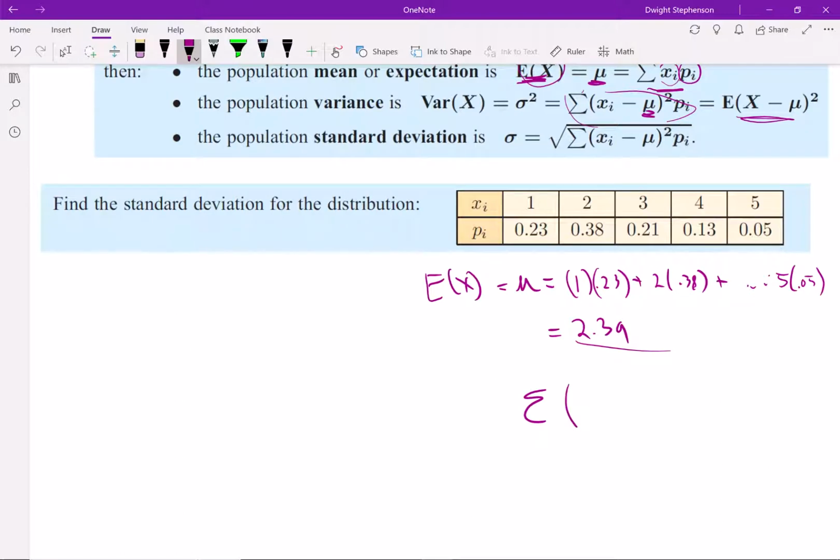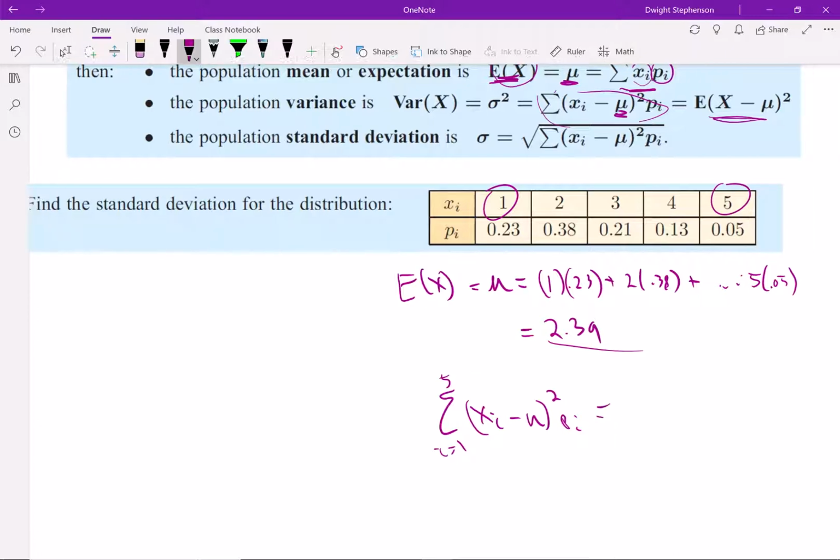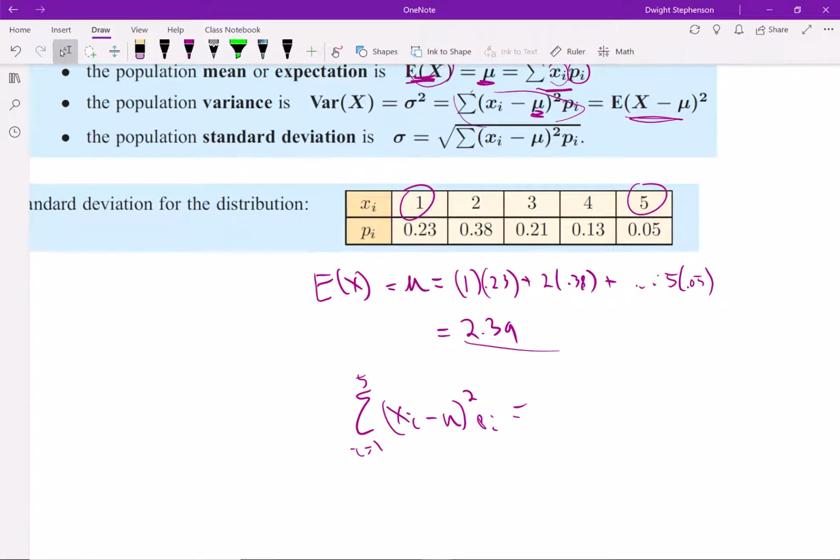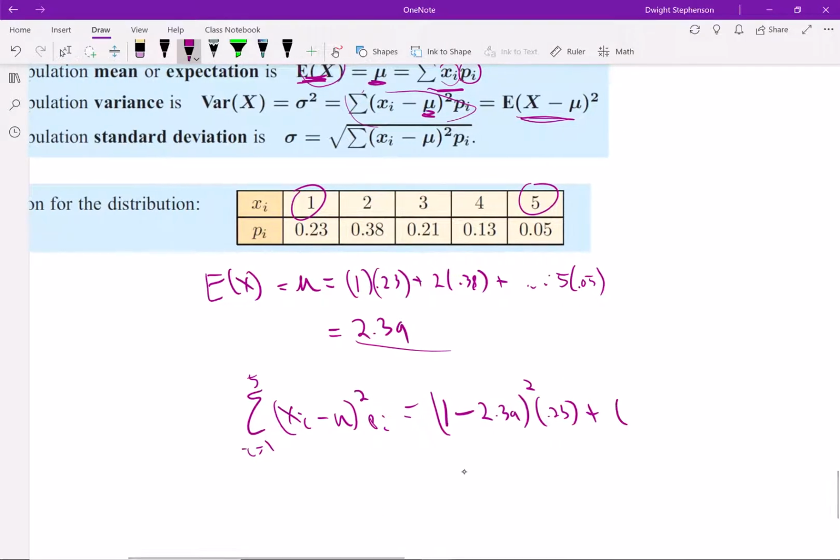So I'll just write down the formula: xi minus mu squared times the probability, and we're going to go from 1 to 5 because we go from 1 to 5 here. Again, this is really easy to do with a calculator, but what that would look like is if I plug in 1, then x1 is 1 minus 2.39, we square that, times 0.23, right? And then you'd add that to the second term.